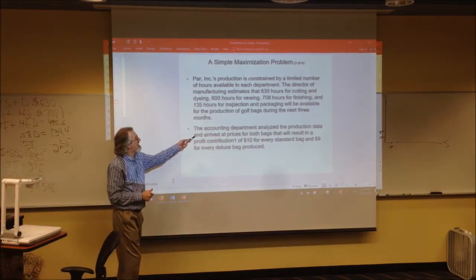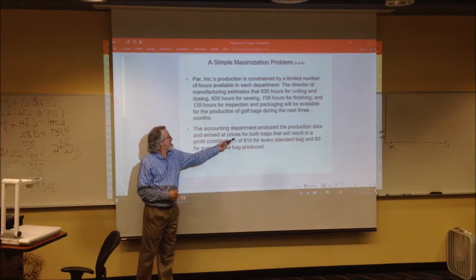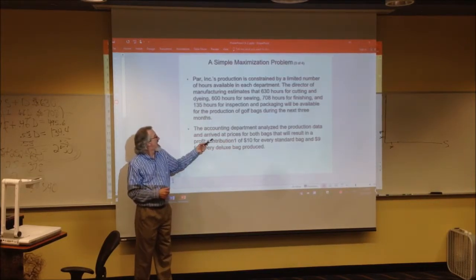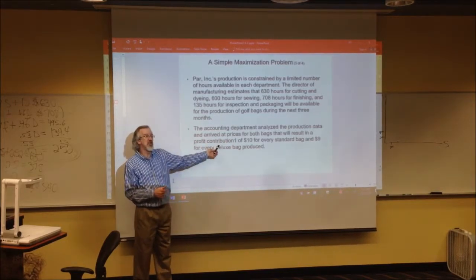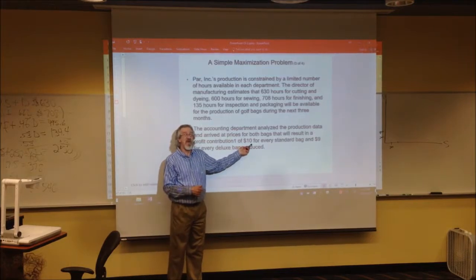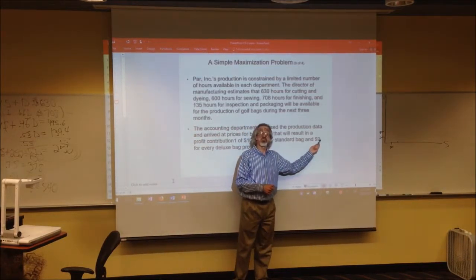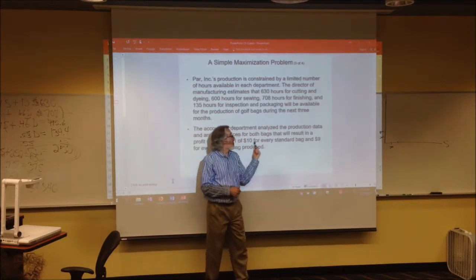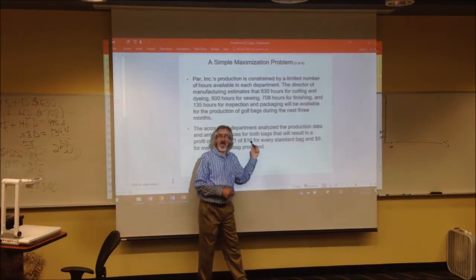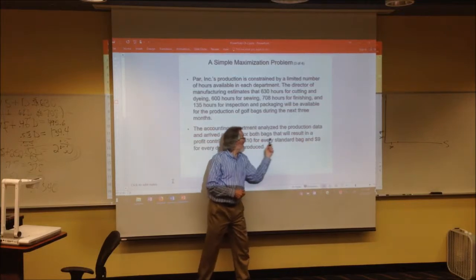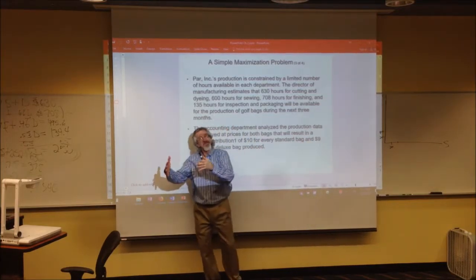The accounting department analyzed the production and arrived at the prices of both bags and the resulting profit contribution: $10 for every standard bag, $9 for every deluxe. In real life, that'd be more like 14. Almost every company I've ever analyzed or worked at, the deluxe bag would be a bigger profit than the standard bag.